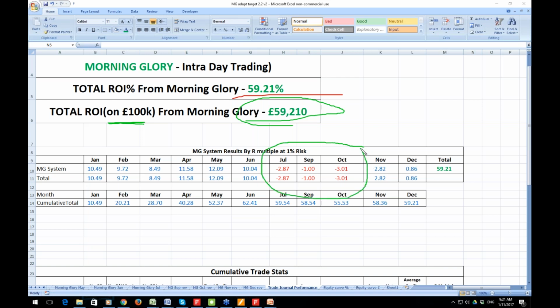You can see that from July to October is where the maximum drawdown did happen, where we got about minus 6.8%. Minus 6.8 is what we got over here in terms of this strategy. That's what you do need to know.